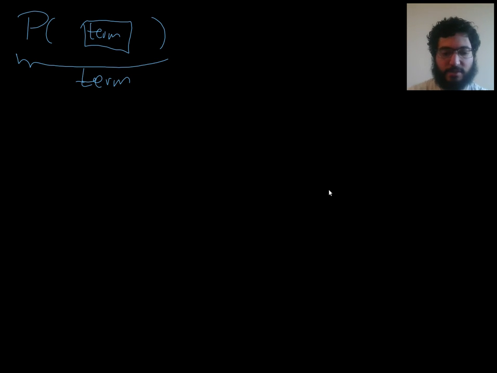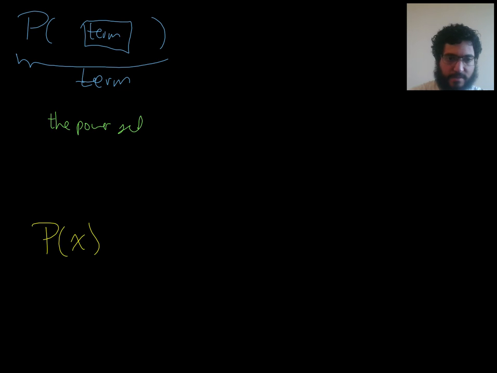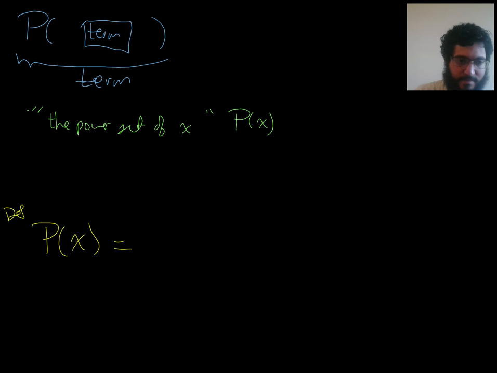How about the definition? So here's what it means. This, which you read as the power set of x, so this is just how you read it in English, is defined to be, this is definition 36, by the way, the following set of things.